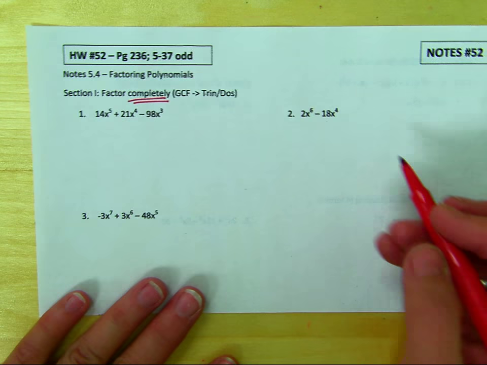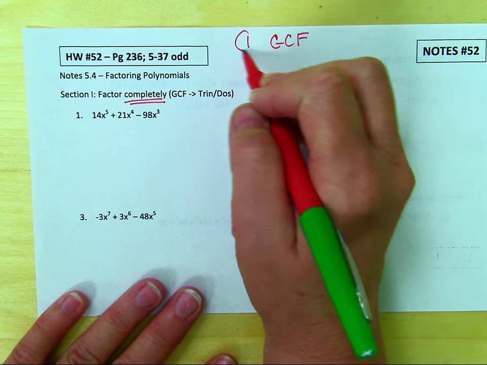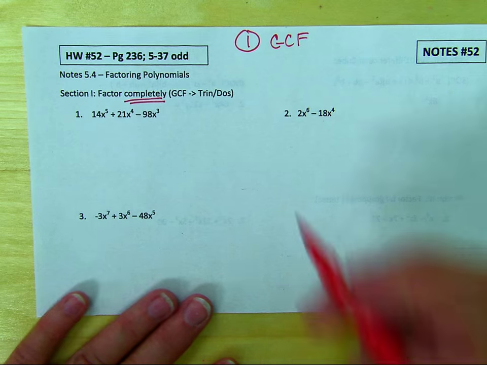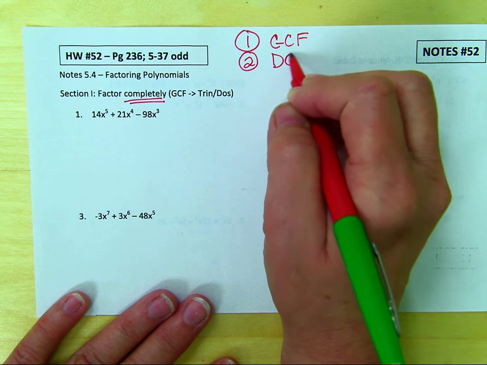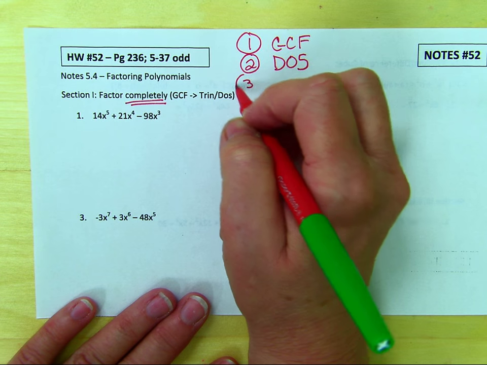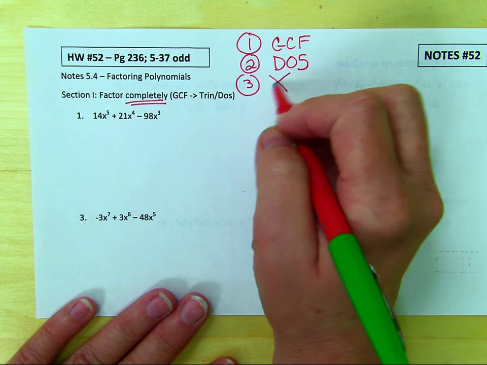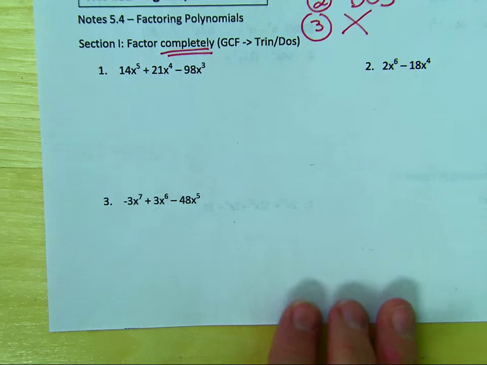The order I want you to check for, first, greatest common factor. Always check that first. Second, I want you to check and see if it's a difference of two squares. Third, then we'll just resort to that normal trinomial factoring where we use the x. All right, let's get this a little bigger.